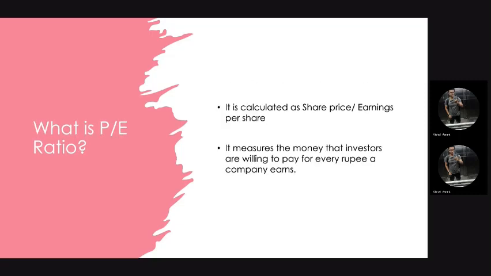So the first one is the PE ratio. PE ratio is calculated as share price divided by earnings per share. It measures the money that investors are willing to pay for every rupee a company earns. So now let's talk about what the drawbacks of the PE ratio are.